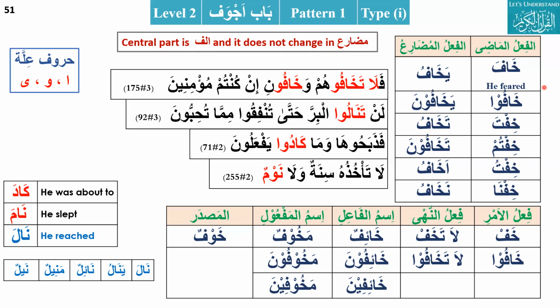Okay. I sleep or I will sleep, anamu. Anamu means I sleep or I will sleep. He sleeps or he will sleep, yanamu. What is the Arabic for don't sleep? La tanam. So the one who sleeps, naimun. What is the plural of naimun? Naimuna, naimina.